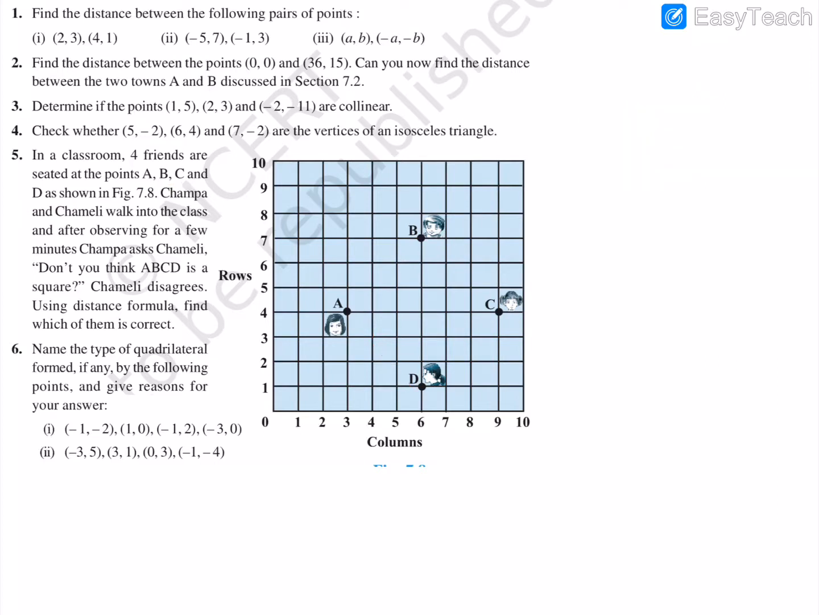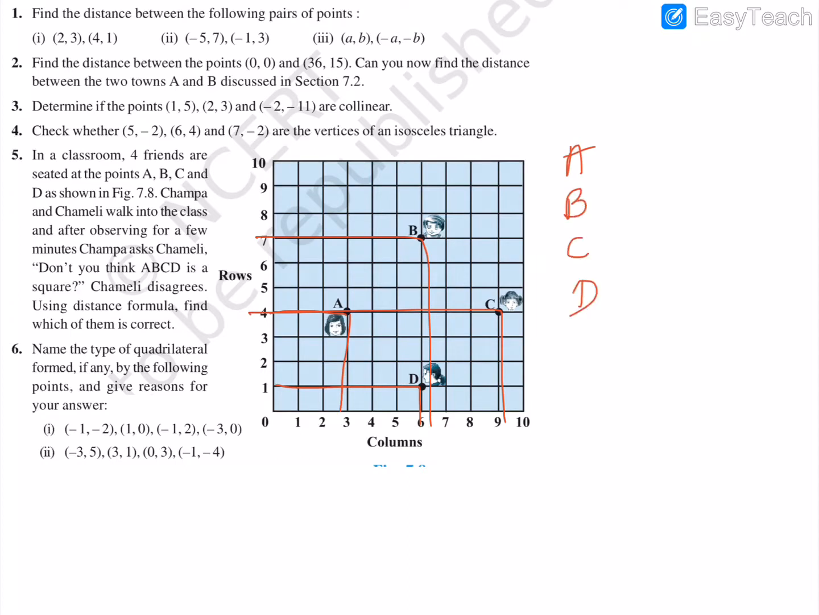all these children. A's point, A value is 3, 4. D value 6, 1. C value 9, 4. B value again 6, 7. So we have all the 4 points A, B, C, D.